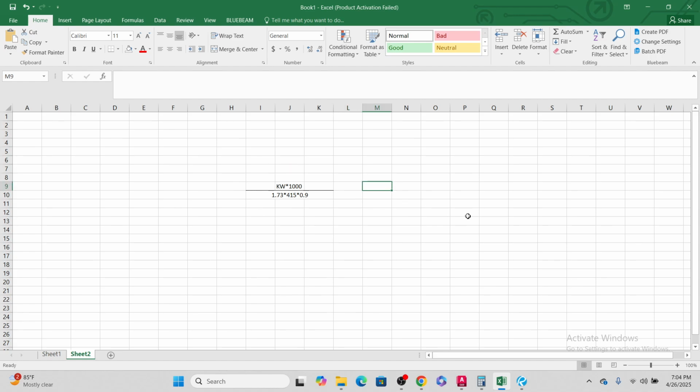So let's make the calculation for 1 kilowatt. So this is 1. We will put 1 multiplied by 1000, close the bracket. Then divide, open bracket, 1.73 into 415 into 0.9, close bracket. So we are getting 1.547. We will keep it in our mind and go with 1.55. So this is our major formula.